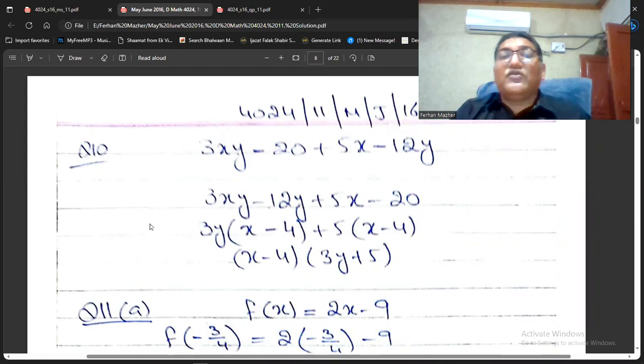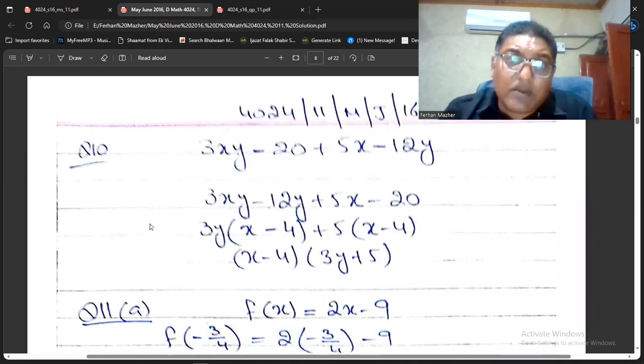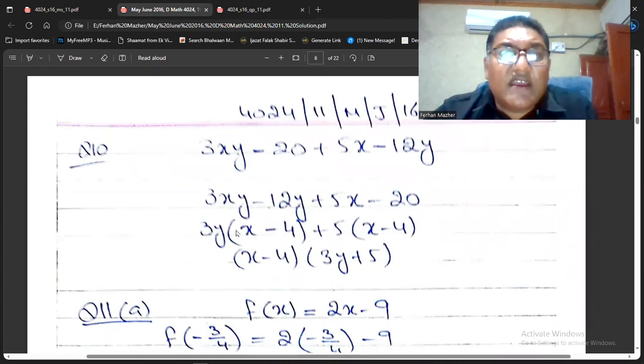From the first 2 terms, you can take 3y common. So in the bracket, x minus 4 is left. From the last 2 terms, you can take plus 5 common. So you will have x minus 4 in the bracket. Now you can see here x minus 4 bracket, here x minus 4 bracket is common.